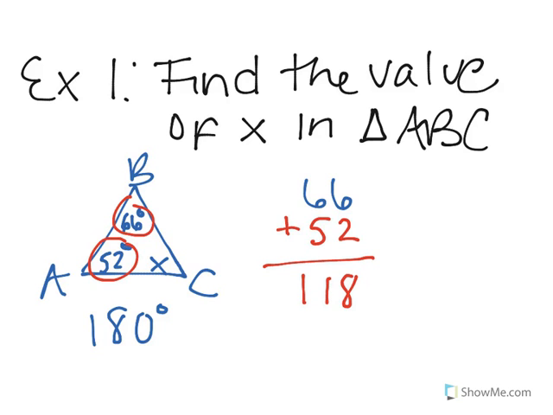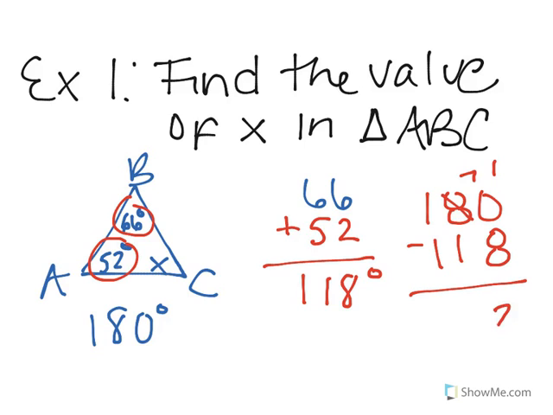is 118 degrees. So then I'm going to take 118 degrees and I'm going to subtract it from 180. So 180 minus 118, do the math here, is 62 degrees. So I know that the value of my missing angle x is 62 degrees.